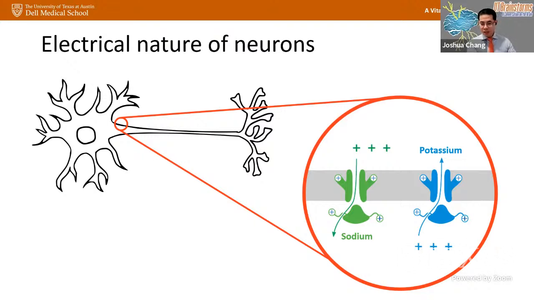Now, I'm going to talk about these two in particular, sodium and potassium. These are the two main ions, but there are many other ions as well, calcium, chloride. But these two play a fairly big role in the transmission of information from one neuron to the next neuron. Sodium, as you can see here, flows from outside the cell into the cell, and potassium flows from inside the cell to outside the cell, generally speaking.